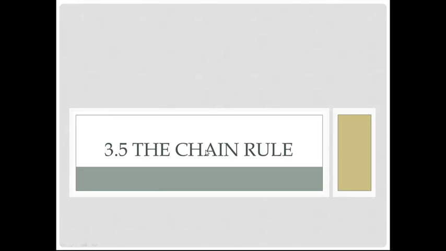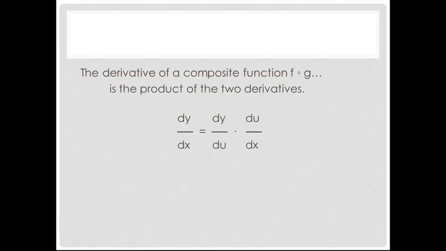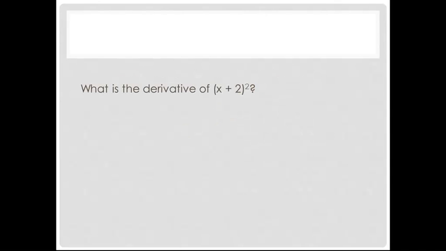The chain rule is a trick that allows you to differentiate a composite function, where you have two functions combined together, and it allows you to take a complex equation and differentiate it. So just to give you an example of a composite function, let me go to the next slide.